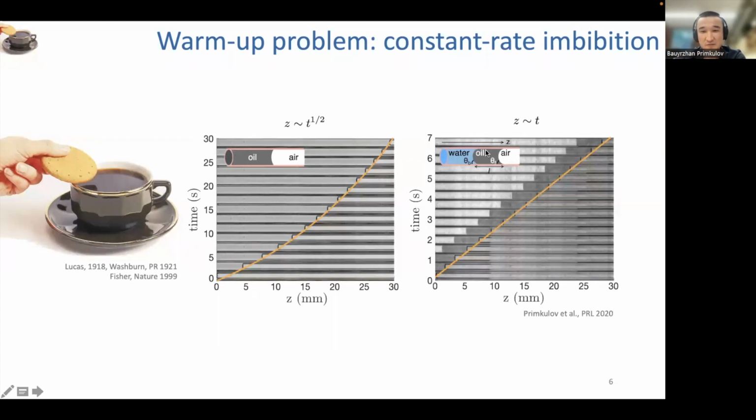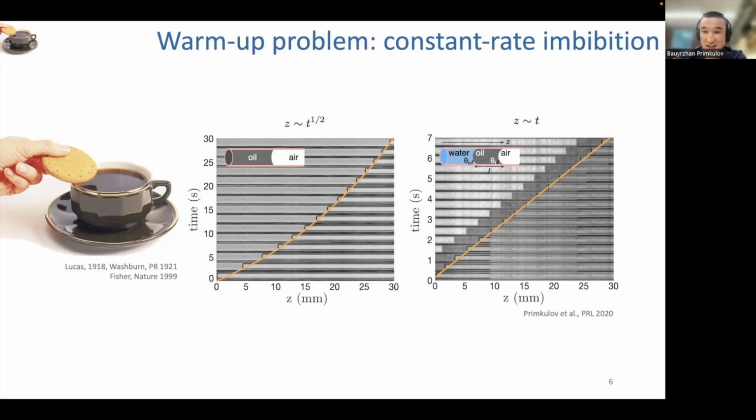So instead of pulling only oil, you would introduce an oil slug and then dip this setup in water. So then what you have is air on one side, a slug of very viscous silicone oil in the middle, and water on the other side. You still get spontaneous imbibition, so the fluid still moves on its own, but it moves on average at a constant rate. So you go from this diffusive scaling to a linear scaling.